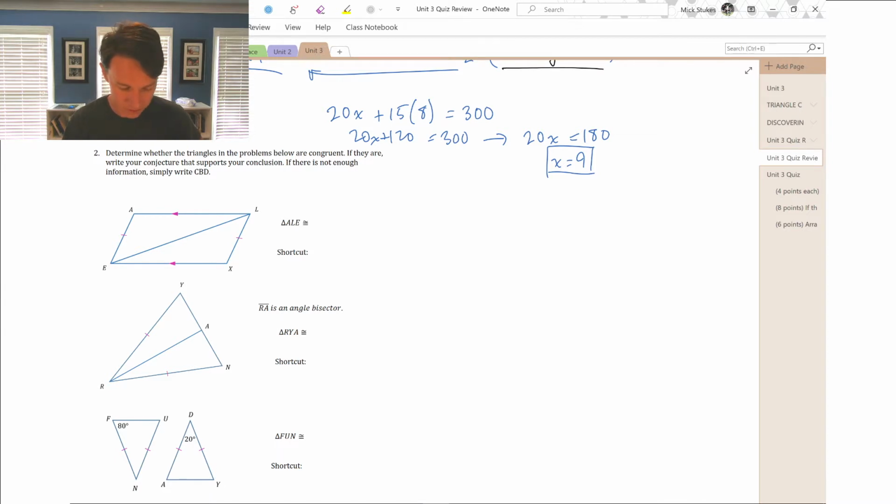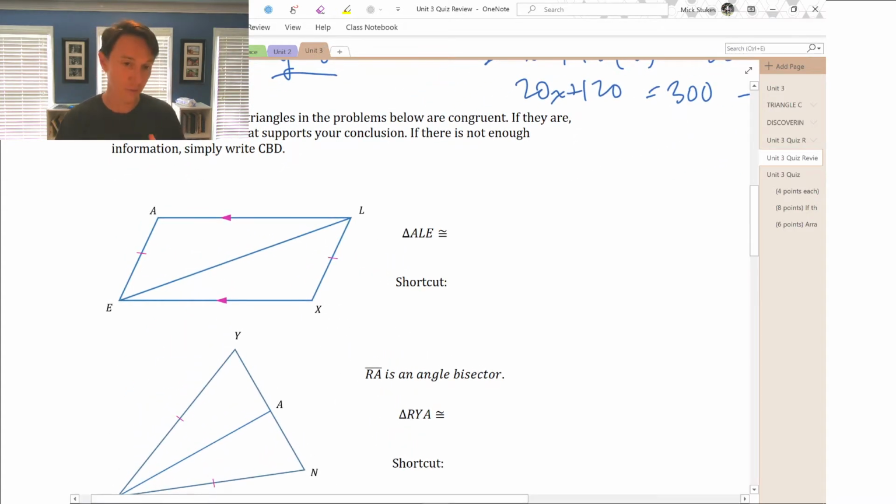I want to write a conjecture. Remember, particularly in this first one, the one thing you've got to make sure is we're going to be careful of the order that we put our letters in, because it told me triangle ALE, so that means the order that I put the other one, if it's congruent to one, I've got to be really careful about how to do it.